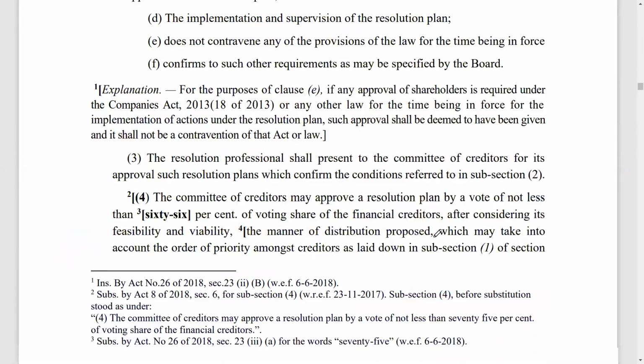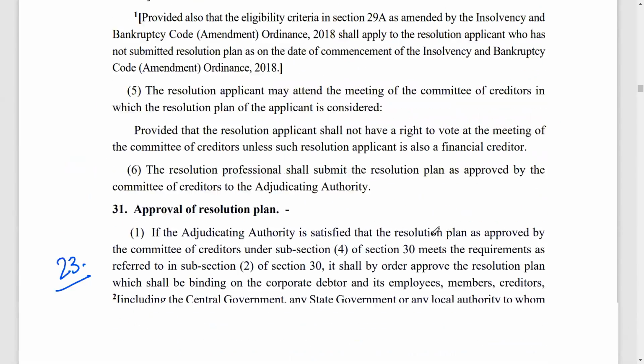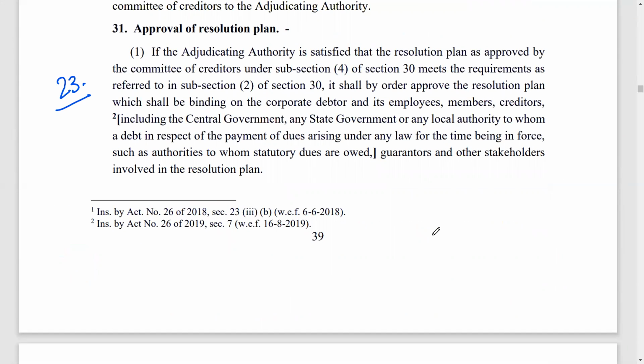Then the last point that I would like to discuss would be the approval of the resolution plan. If NCLT finds the resolution plan apt or is satisfied with it, then NCLT will approve the resolution plan, and that resolution plan would be binding on the company, the employees, members, creditors, including the central government and state government.